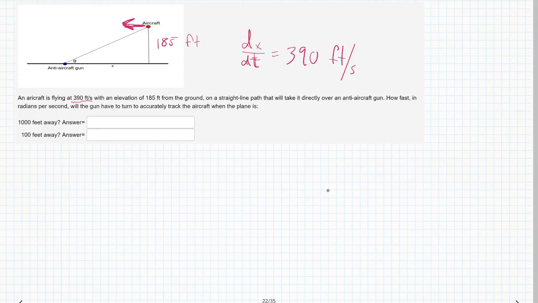Okay, and you might say, well, why can we say that if x is down on the ground? Well, notice you can draw the same triangle with the corresponding angle just up here, right? So keep that in mind. You're going to be able to get away with that. Now, you might want to call it negative, depending upon how you're looking at this. How fast in radians per second will the gun have to turn accurately? So we're looking for d theta dt.